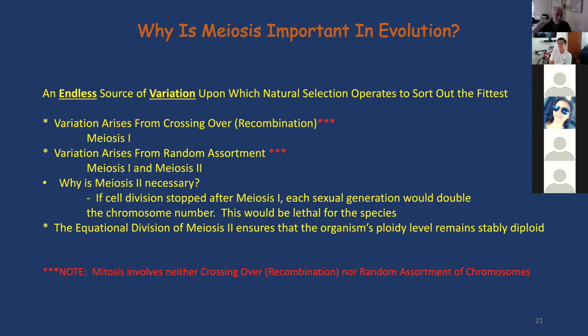So this is both a summary and an indication of why meiosis is so important in the evolution of higher organisms. And note that mitosis involves neither crossing over nor random assortment. Mitosis has a completely different goal. It wants to produce identical progeny, whereas meiosis wants them to be different from the progenitor.